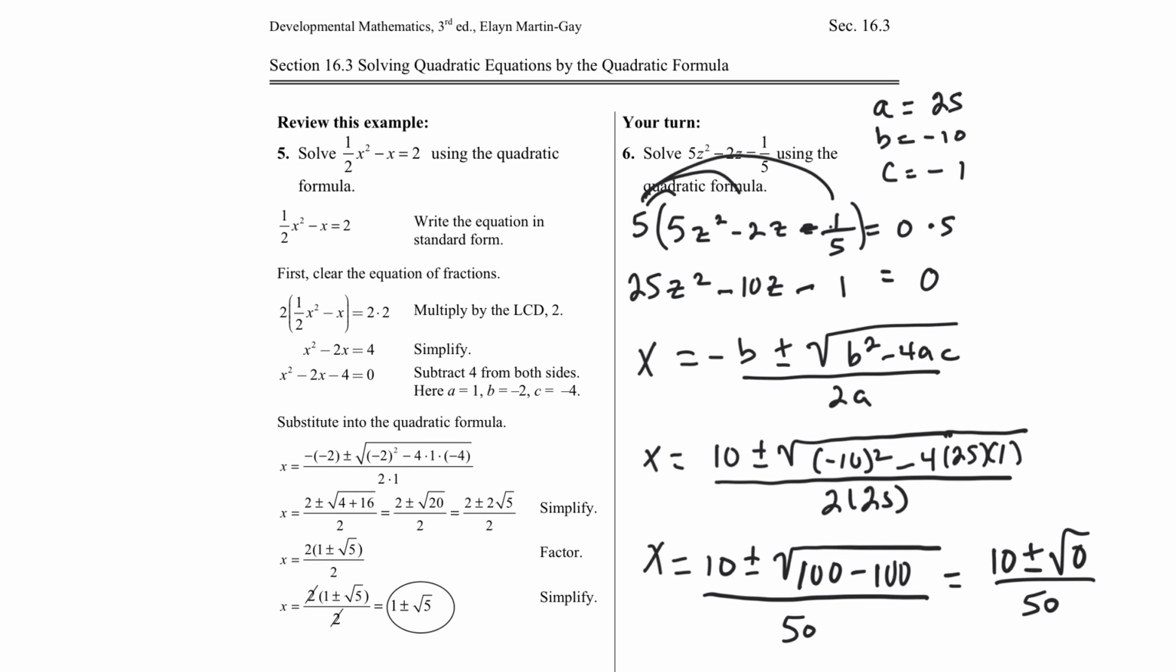So this is what I got when I went ahead and did the work. You have negative 10 to the second power, which gives us 100. Negative 4 times 25 gives us 100, so that's going to be 0. So square root of 0 is 0, and you're left with 1/5. There's only one answer, 1/5.